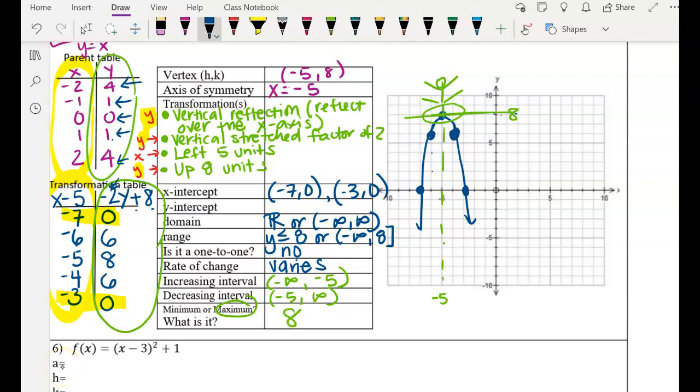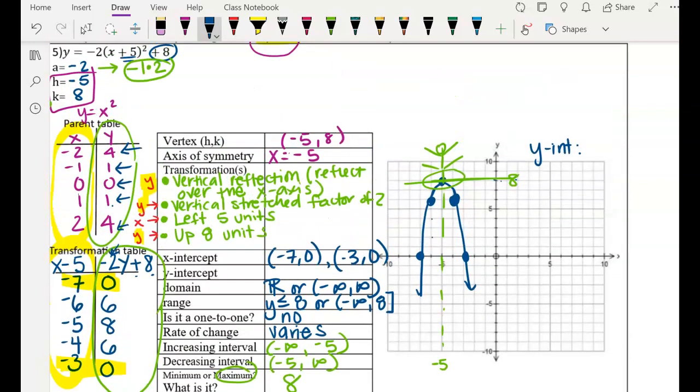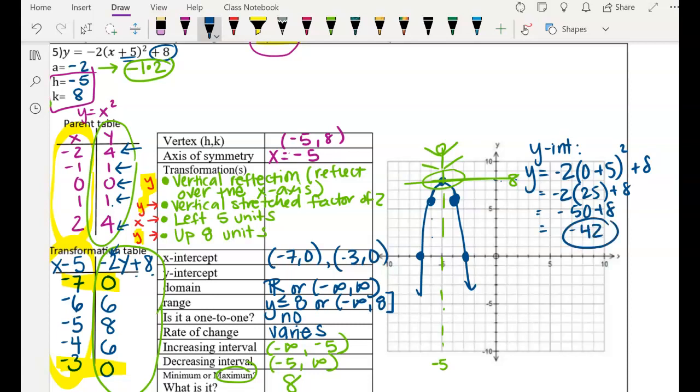Okay, we just have one more thing to fill out, which is your y-intercept. Y-intercept, students, is when x equals 0. So let's look back at the original. y equals -2 times (0 plus 5), that whole thing squared, plus 8. And so -2 times 5 squared is 25, so -50 plus 8. That will end up in -42. So when you write it, it's going to be (0, -42) in parentheses.